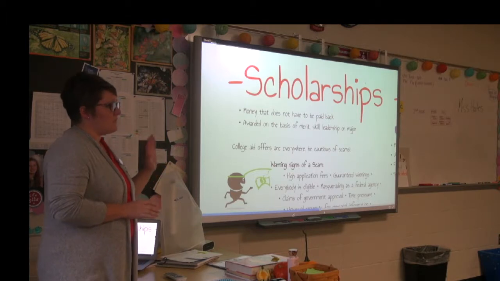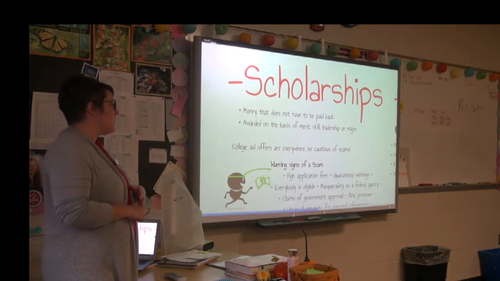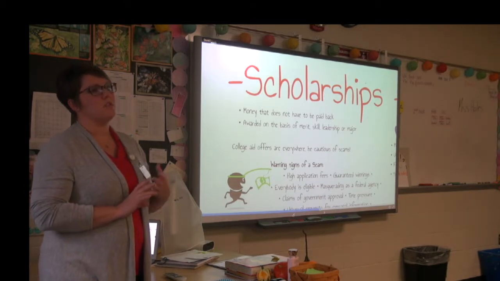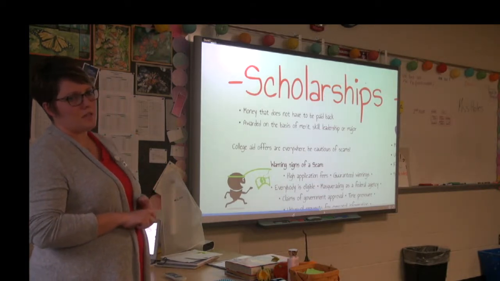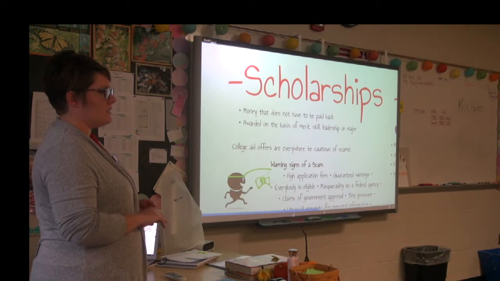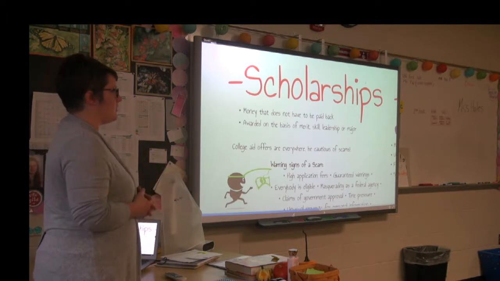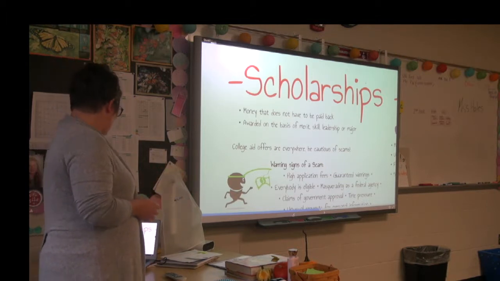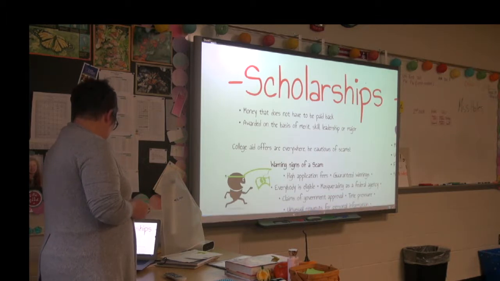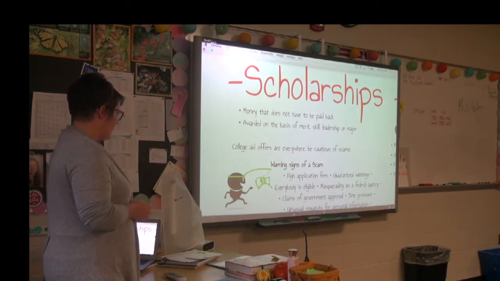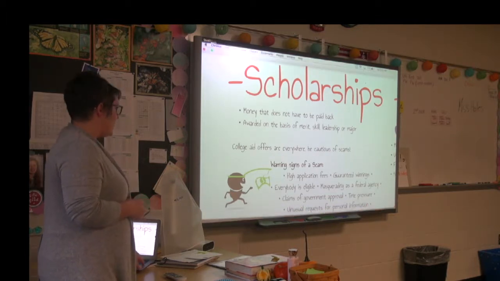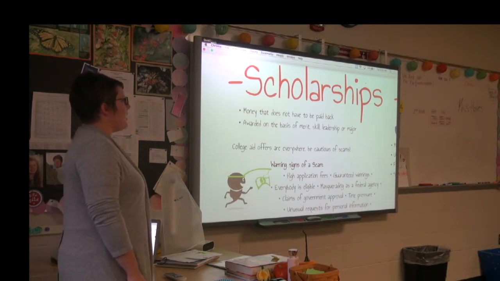Just be aware if there's anything that's asking for a lot of personal information, asking for an application fee, or says there's guaranteed winnings, it's probably a scam. There are lots of scams as well as lots of good opportunities, but just be aware so that you don't get taken advantage of. But scholarships are great. Again, money that doesn't have to be paid back.